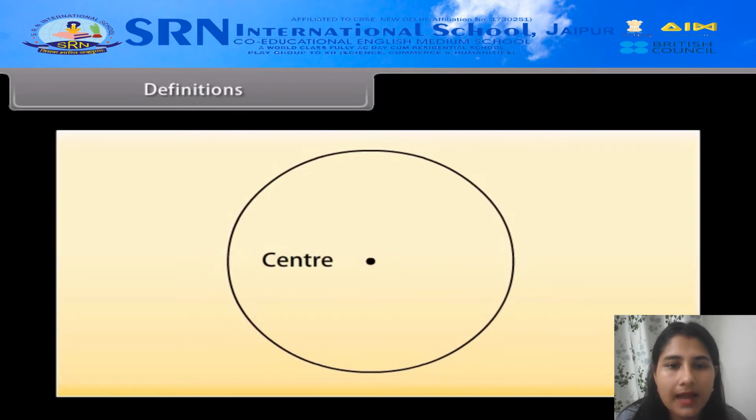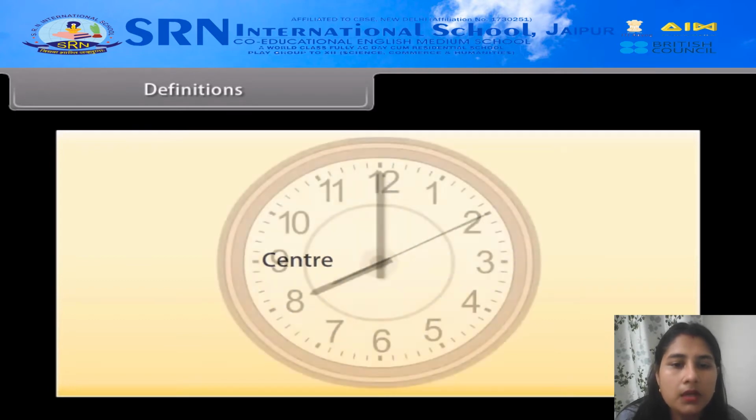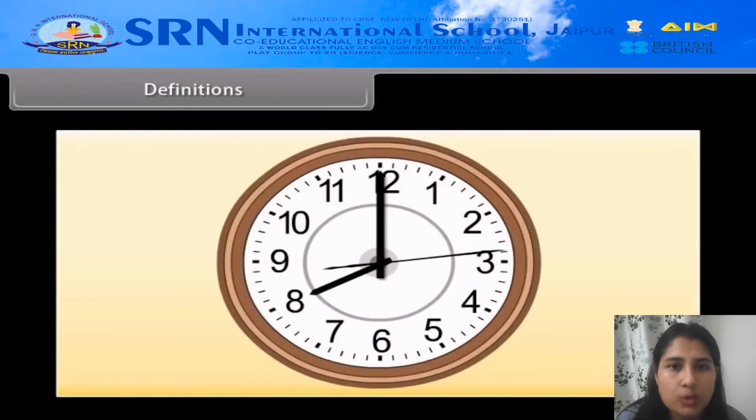This is known as center. From center we will make a line which touches the circumference of a circle, and that is known as radius. We have given the center name as O and the radius is OP.